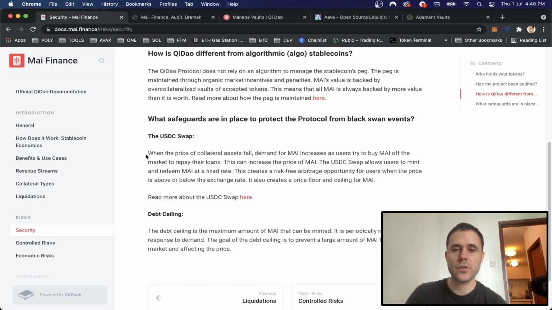And of course, we discussed what things stabilize that peg. We have the USDC swap, we have a debt ceiling, and we have the incentives for people to pay back their loans if it falls under peg. And we have the incentives for people to take out loans if it goes over, and then use the USDC swap to get an arbitrage.